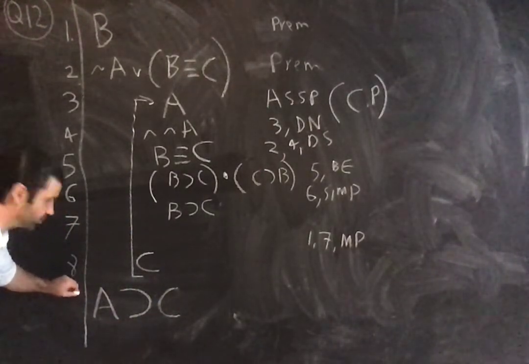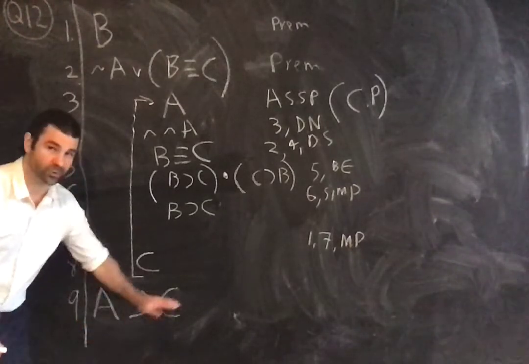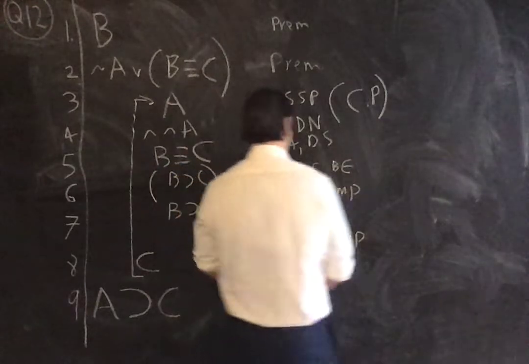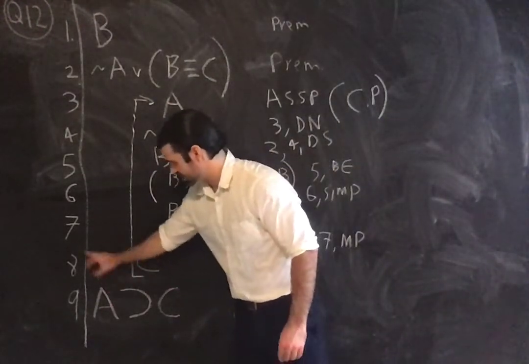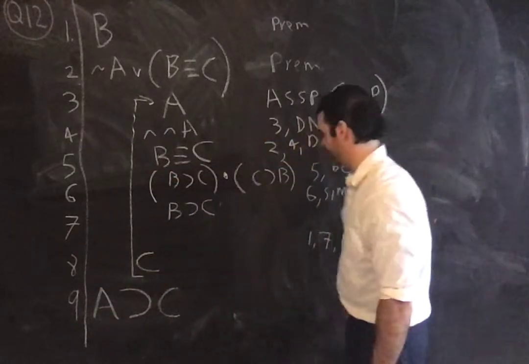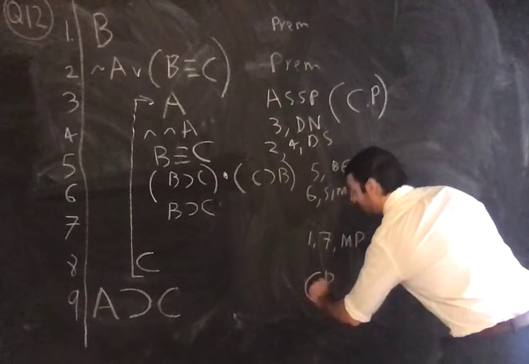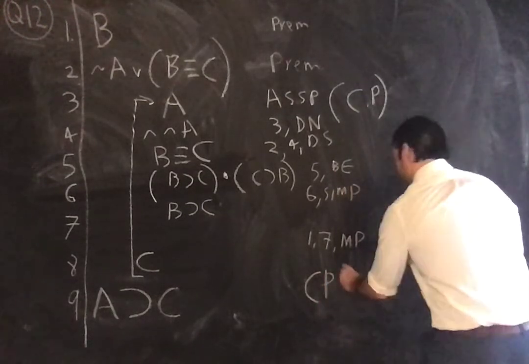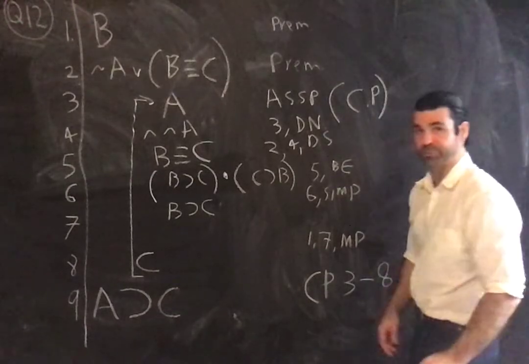Notice that it's not until the end of the proof that you know what number your actual conclusion is. You put it down at the bottom of the proof. You don't know what number it's going to be until the end. Took me 8 steps to get there. So step 9. And what's my justification? It is conditional proof 3 to 8. 3 dash 8. And that's my annotation of the proof.